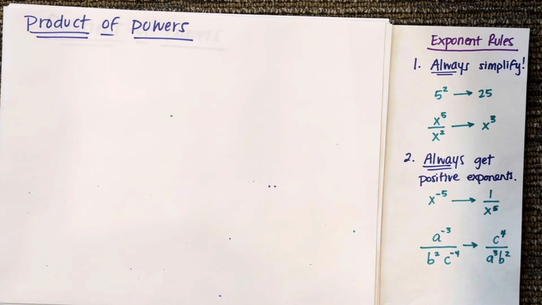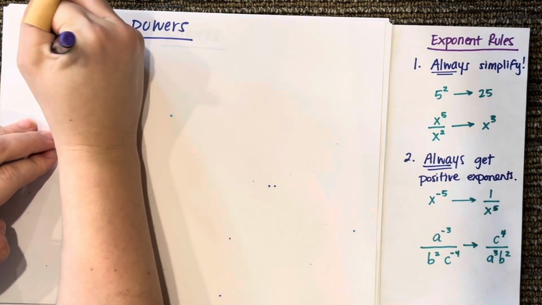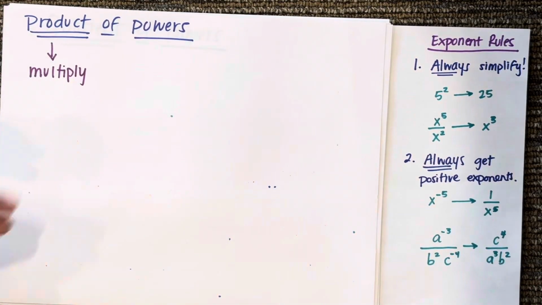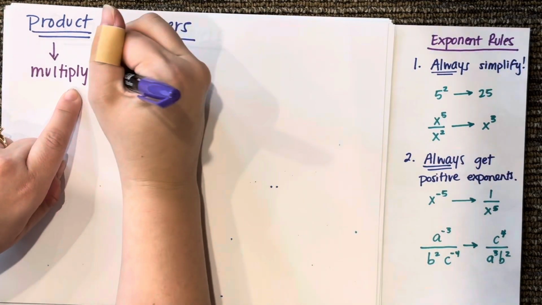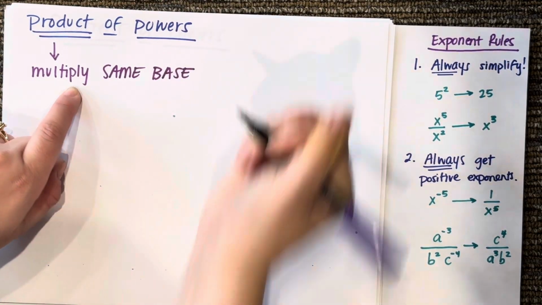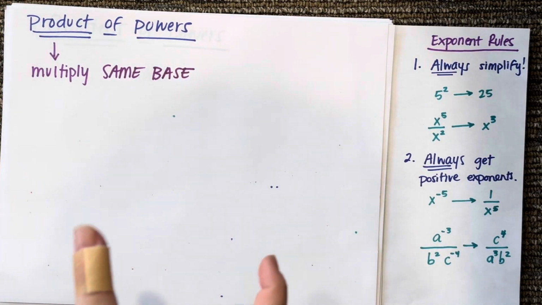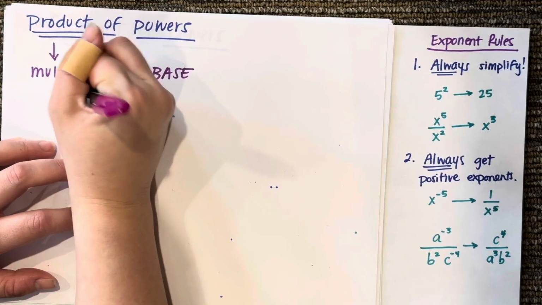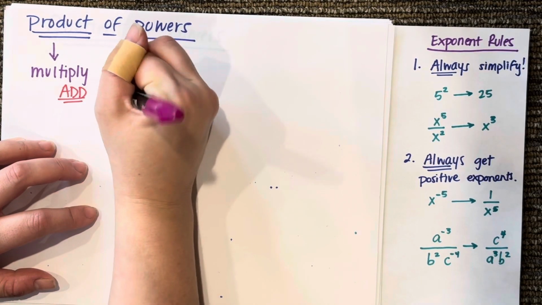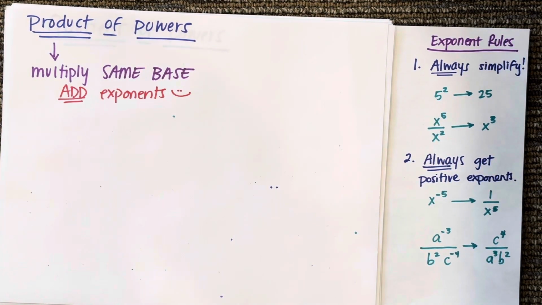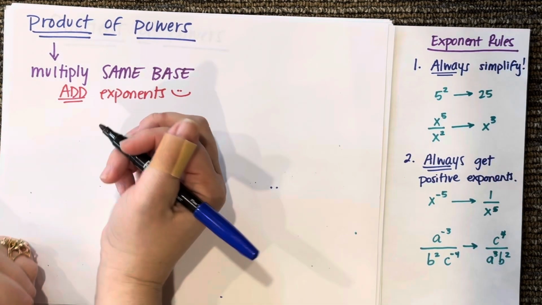Next rule is a product of powers, okay? Product is when you multiply. Product is multiply. And what are we multiplying? We're multiplying the same base. So when you are multiplying things with the same base, then that means you're going to add their exponents. Okay, and we actually know this intuitively, but let's look at some examples.